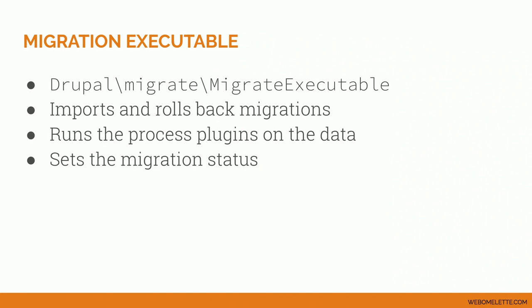So essentially what it does is ask the migration for the source plugin, then ask the source plugin for the data one by one, and pass it to the process plugins one by one if we have them chained, per record. And once that comes back, it asks the destination to save it. Rolling back is not the opposite, because it just needs to delete the end result. It also sets the status and messages and errors, things like that, in case we have problems at the individual record level.